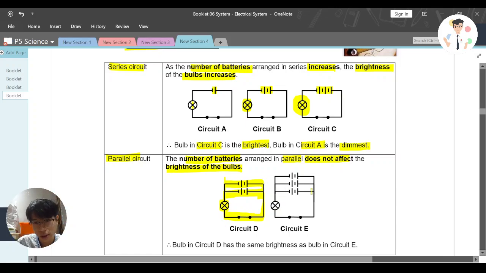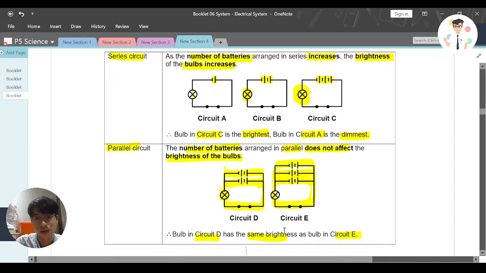If I have two here, although it seems I have six batteries, it's still the same. Two apply to one bulb, two apply to one bulb, two apply to one bulb, which means it's still two only. That's why the brightness of circuit D and circuit E will be the same. It's a bit interesting, but that is how series and parallel circuits work.